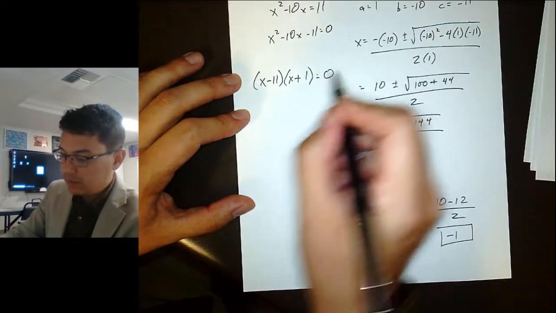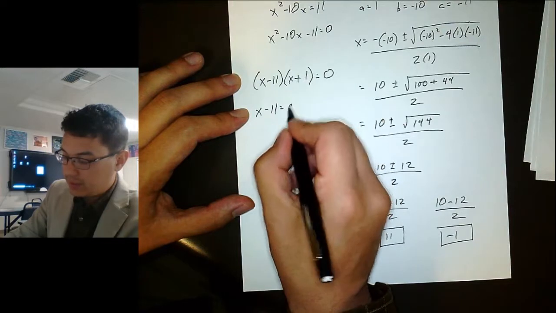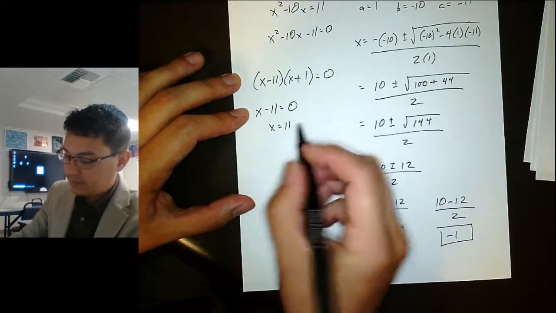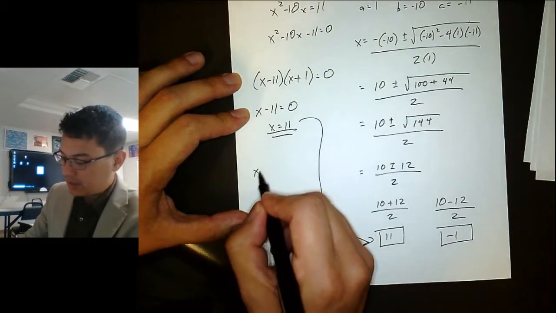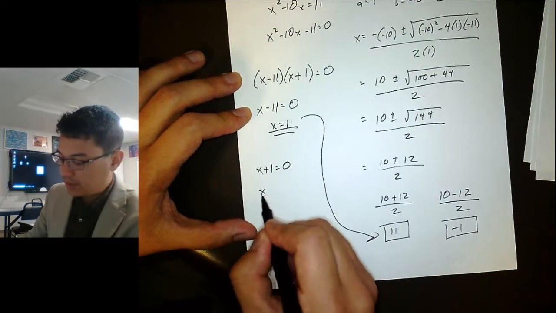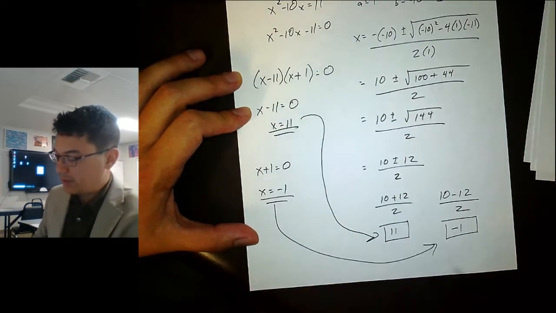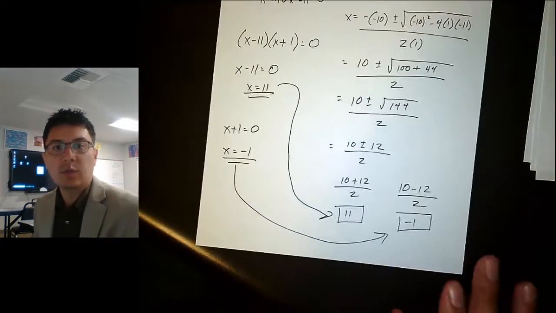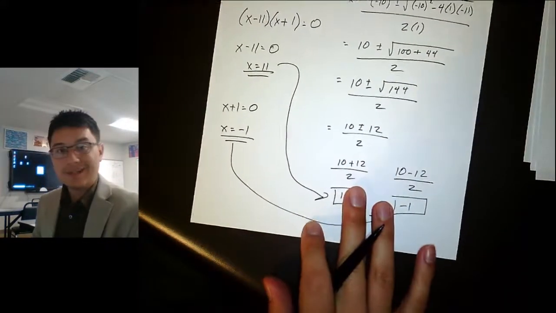is equal to 0. Set them individually equal to 0, so x minus 11 is equal to 0, gives us x is equal to 11, which correlates with this answer. And the other one is x plus 1 is equal to 0, so x is equal to negative 1, which correlates with this answer. So it's consistent with the system and the rules that we've come up with. Yay, cool. So that gets us to the first example.